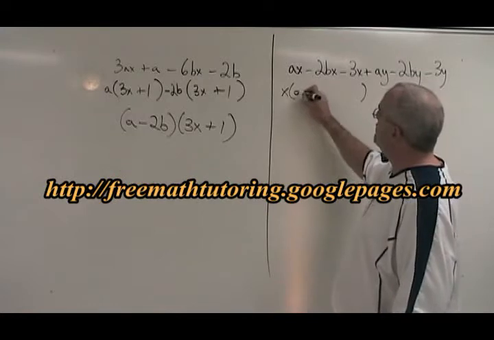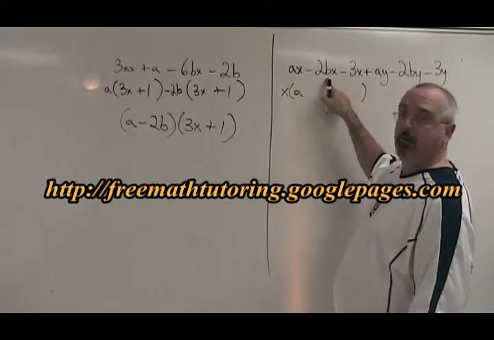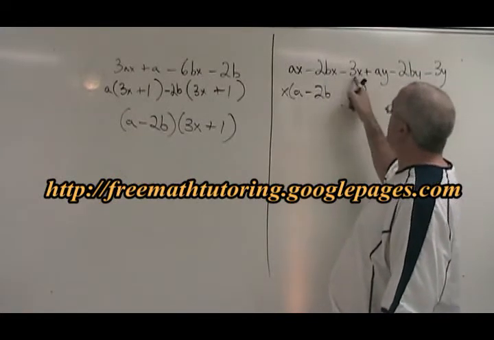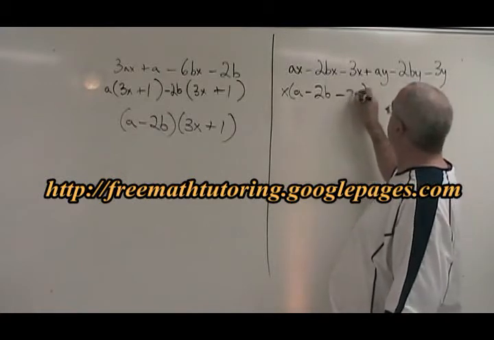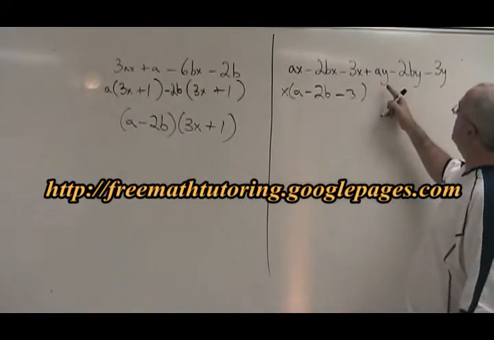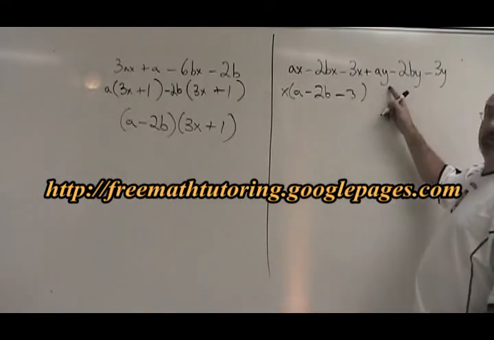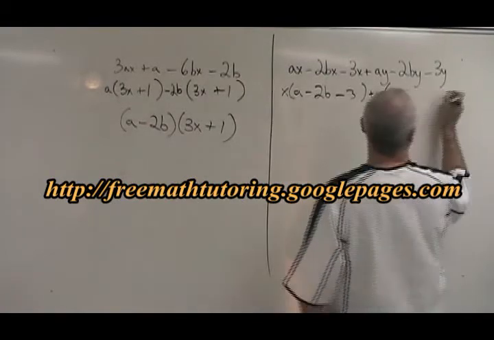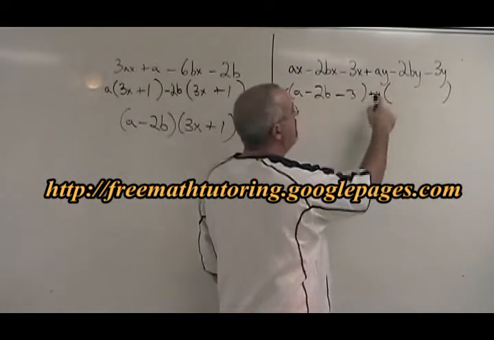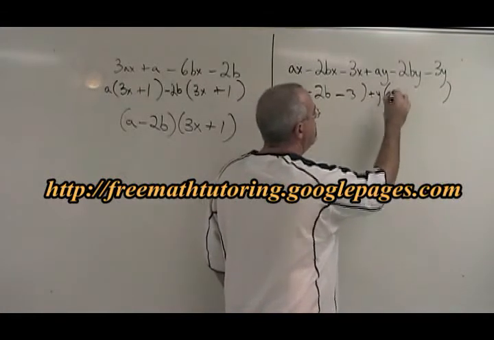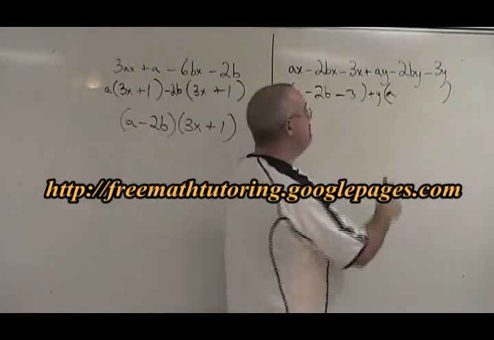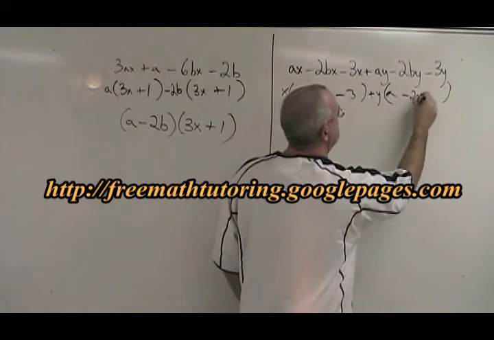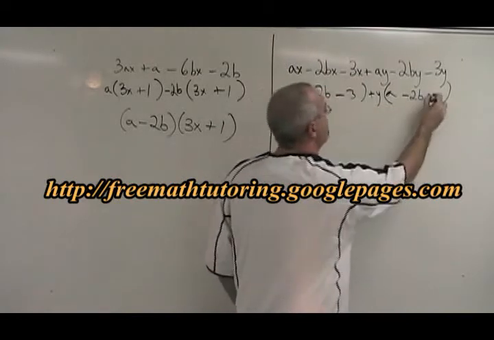ax divided by x is a, negative 2bx divided by x is minus 2b, negative 3x divided by x is minus 3. The last 3 terms have y as their common factor, so I am going to write plus y. ay divided by y is a. Negative 2by divided by y is minus 2b. Negative 3y divided by y is minus 3.